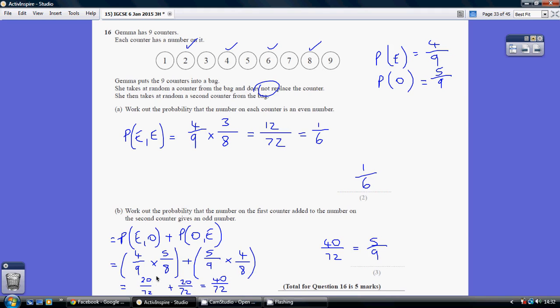So we've got 20 out of 72 is an even odd, and an odd even is also 20 out of 72. Now we don't mind whether it's this option or this option, both of which will give us an odd when we add the two together. So we don't mind whether it's this or this. When it's an or, you add them together, so that's 40 out of 72, simplifying to 5 out of 9.